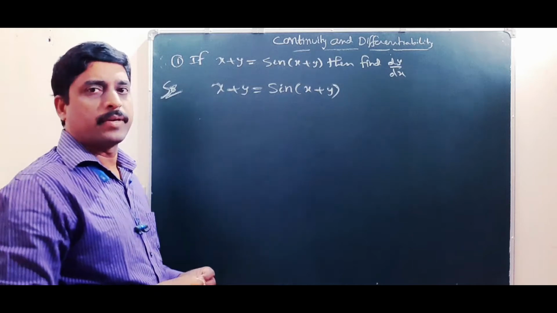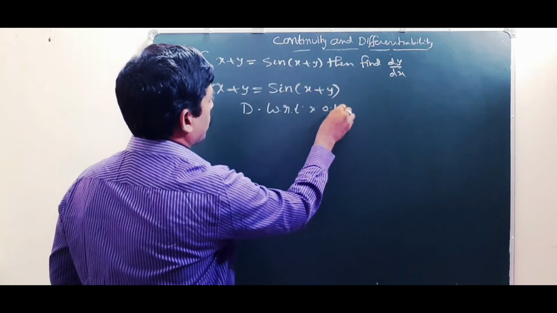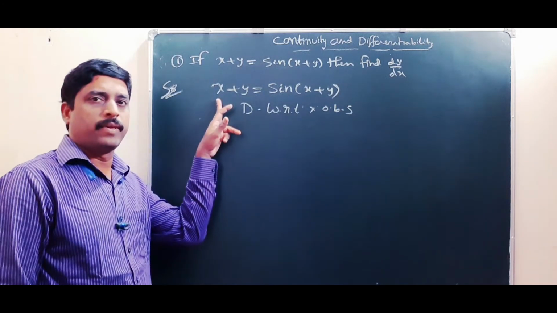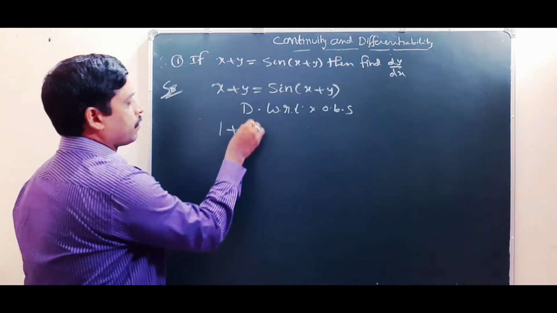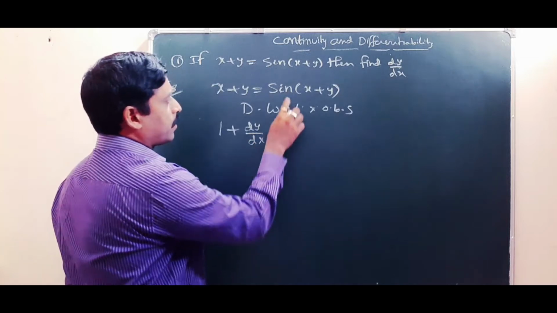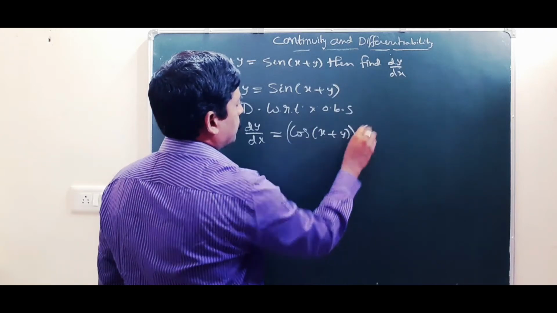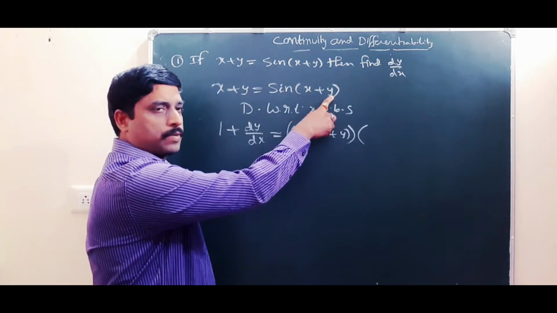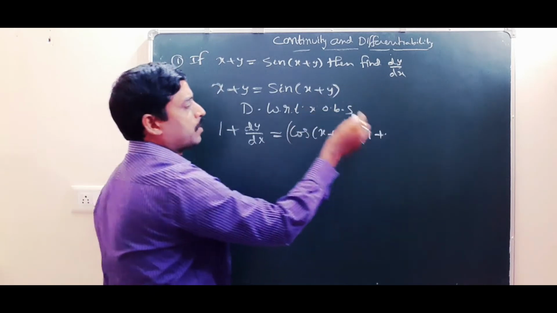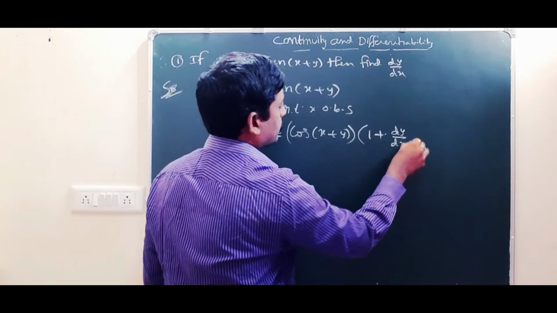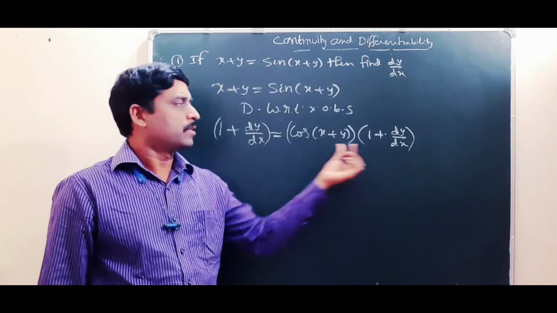Now differentiate with respect to x on both sides. Differentiation of x, we get 1. Differentiation of y, dy by dx. So 1 plus dy by dx equals the differentiation of the sine function, cos of x plus y, into the differentiation of x plus y by using the chain rule. Differentiation of x with respect to x is 1. Differentiation of y with respect to x, we get dy by dx. Okay, this is 1 plus dy by dx into cos of x plus y.